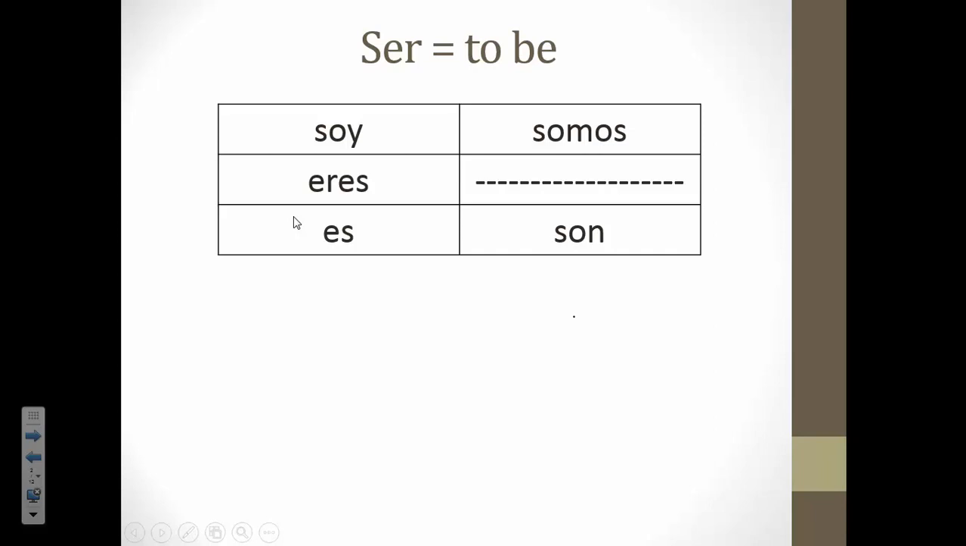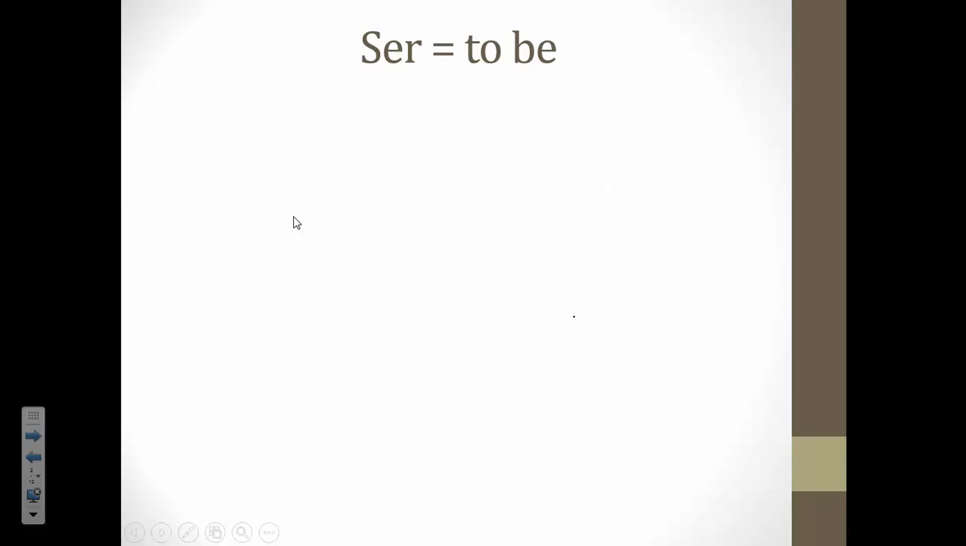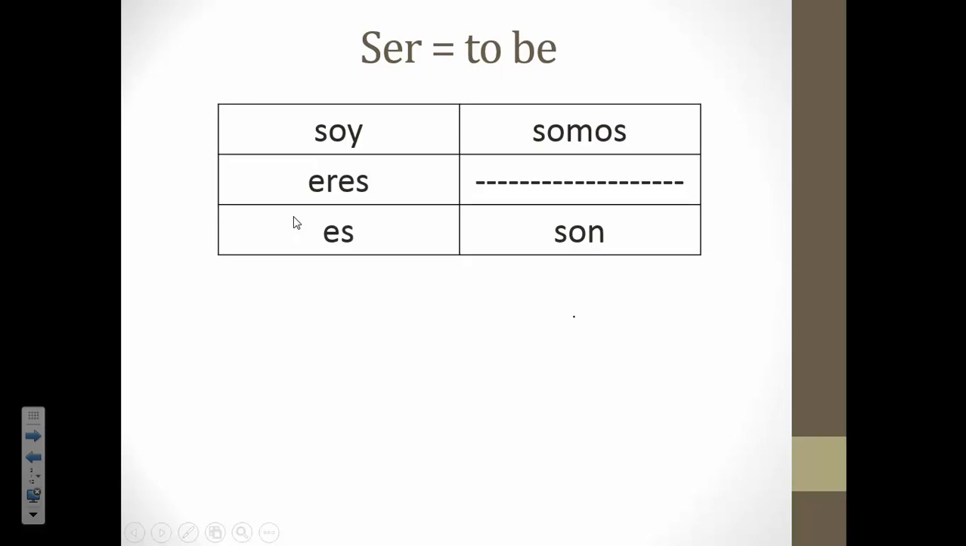Remember, yo soy means I am. Tú eres is you are. Él es, he is. Ella es, she is. Usted es, you are. Nosotros somos, we are. Ellos son, they are. And ustedes son, you all are. Okay, so pause the video and make sure that you fill out the forms of ser in part A of your note guide.